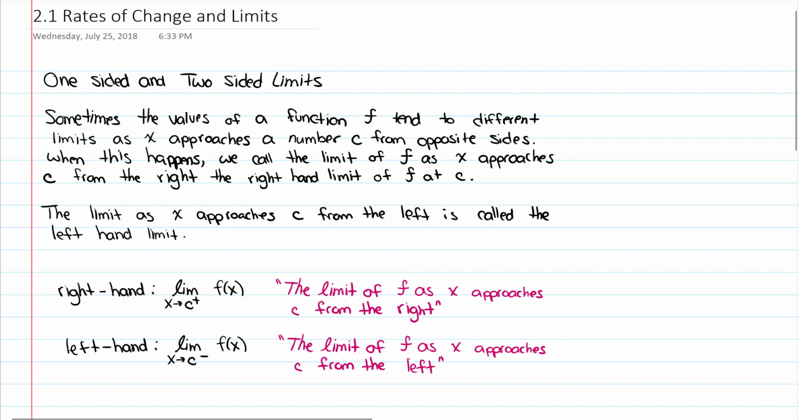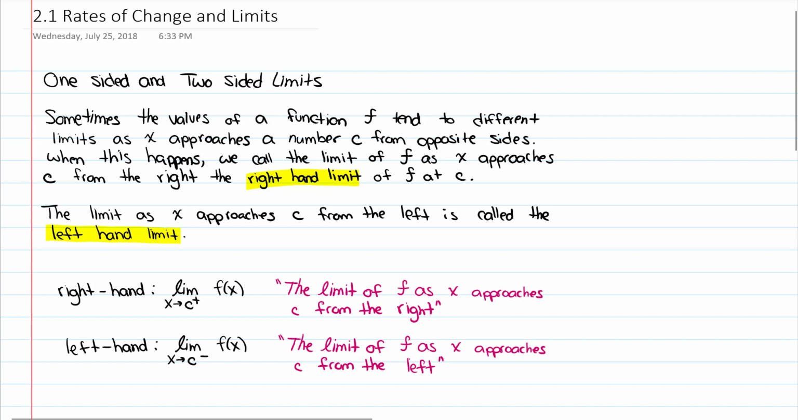Sometimes the value of a function f tends to be different in limits when x approaches a number c from opposite sides. When this happens, we call the limit of f as x approaches c from the right the right-hand limit of c, and the limit as x approaches c from the left is called the left-hand limit.